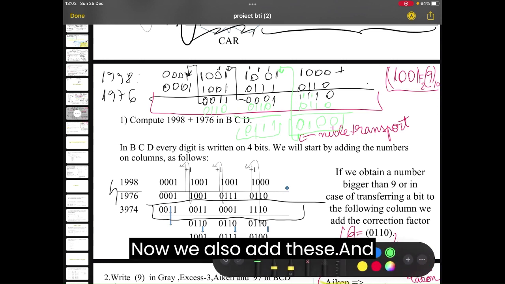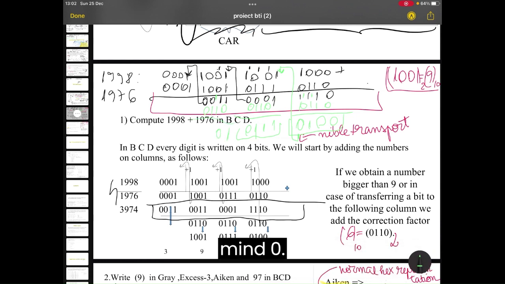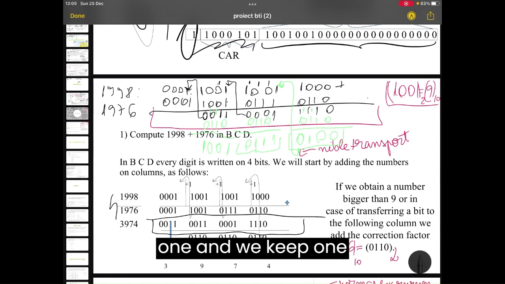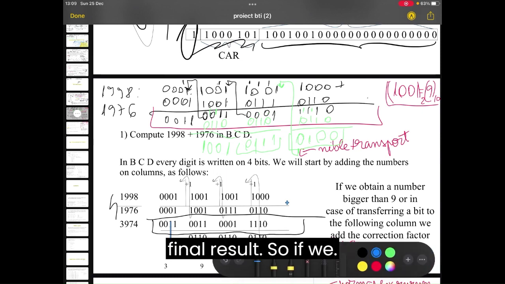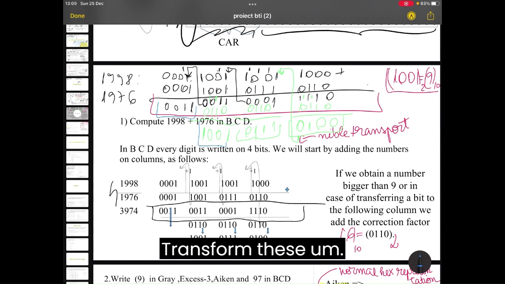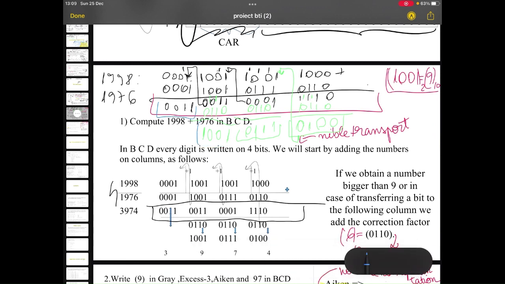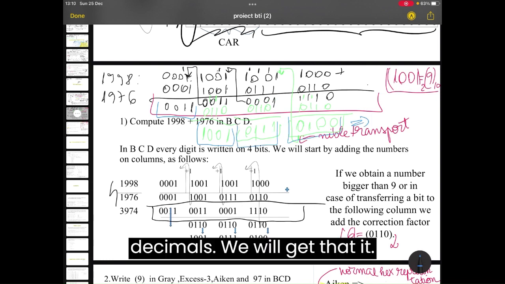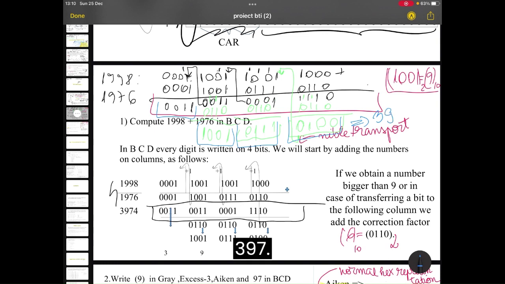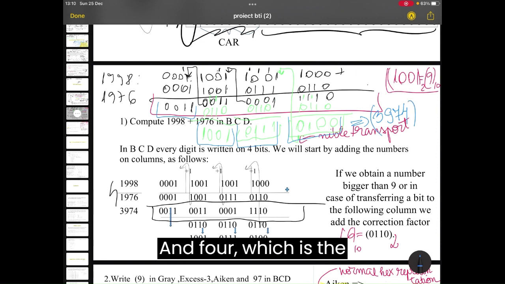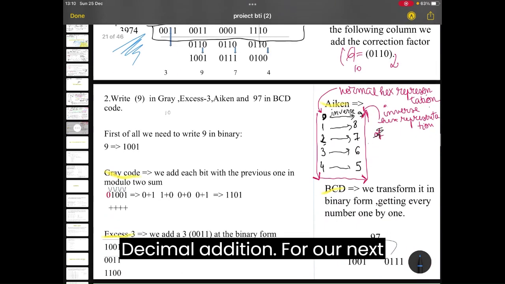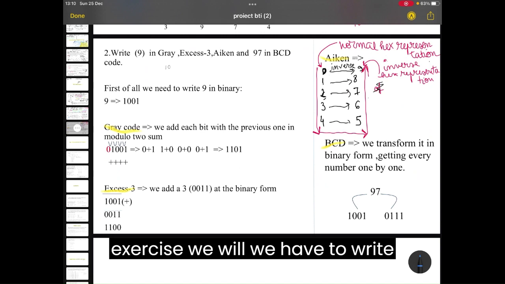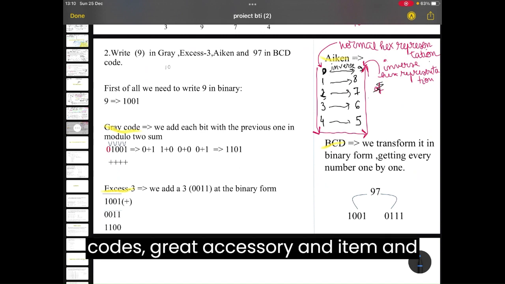Now we also add these. And it gives us 1, 0, 1 in mind, 0. And here we have 1 plus 1 equals 0, plus 1 from mind, 1. And we keep 1 in mind. This is the final result. So if we transform these binary numbers in decimals, we will get 3, 9, 7, and 4, which is the exact same as their decimal addition.